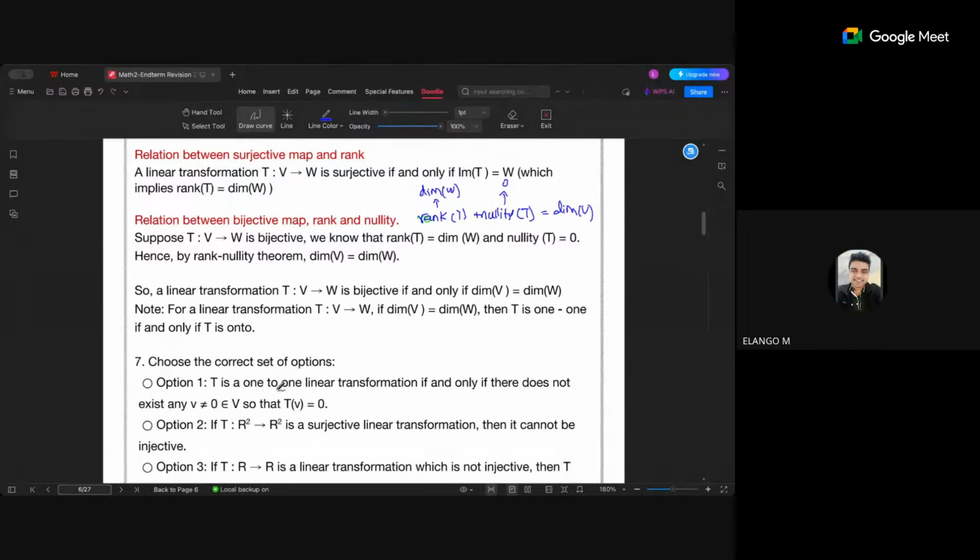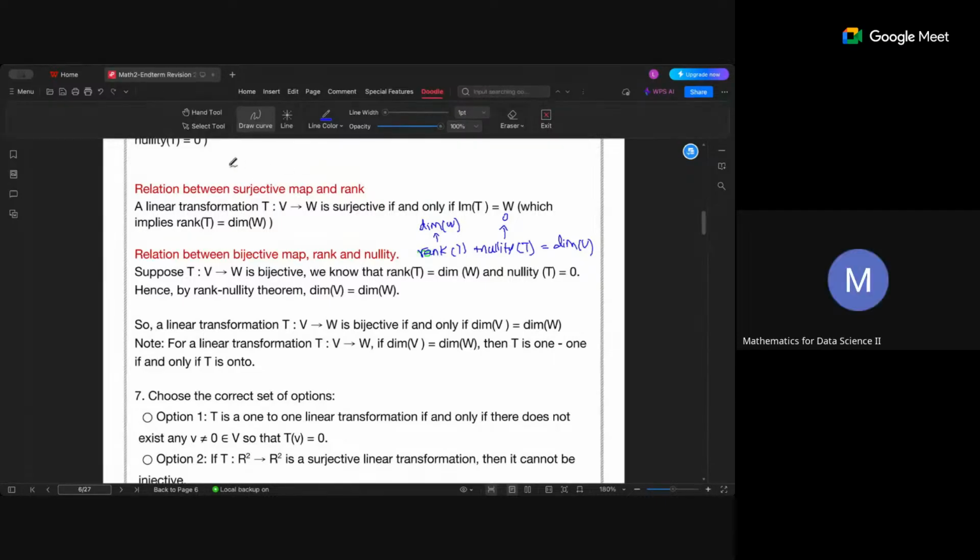There is a question: the relation between a surjective map and the rank. For example, take R3 to R2, with a full rank matrix. What is the matrix size? It's a 3 into 3 matrix. But you said the transformation is from R3 to R2, then the matrix size should be 2 cross 3. So what is the maximum rank? 2. So with full rank, nullity is 1.